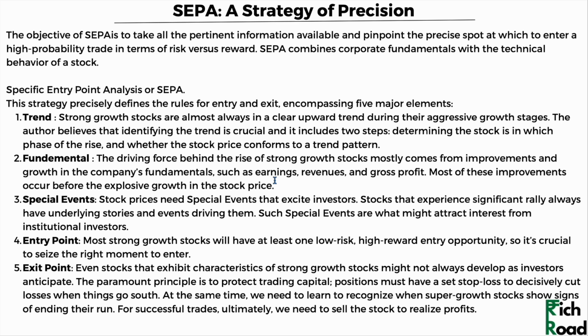So we'll see what is the objective. So you can see it here. The objective of SEPA is to take all the pertinent information available, and the important point is to pinpoint the precise spot at which to enter a high probability trade in terms of risk versus reward. This is where the key lies in this book, in the SEPA, that your focus as a trader, as an investor, is to pinpoint the spots, the areas in the chart where the probability of your trade working in your direction is high and which also offers a very good risk versus the potential reward it has to offer.